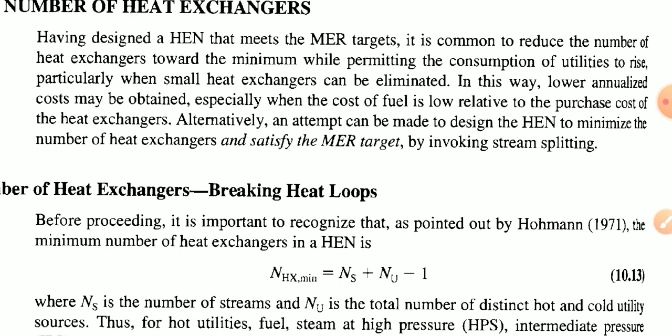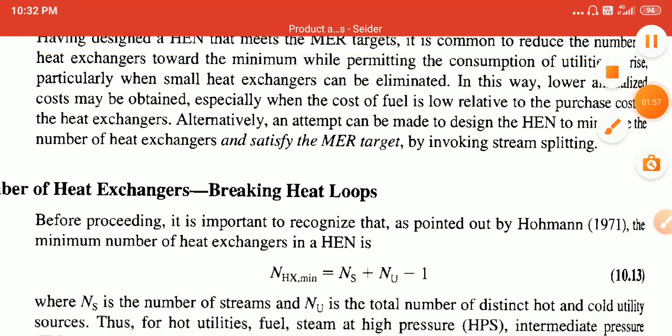It is common to reduce the number of heat exchangers towards the minimum while permitting the consumption of utilities to rise, and particularly when small heat exchangers can be eliminated. It is a way for a lower annualized cost to be obtained, especially when the cost of the fuel is low relative to the purchase cost of the heat exchanger.